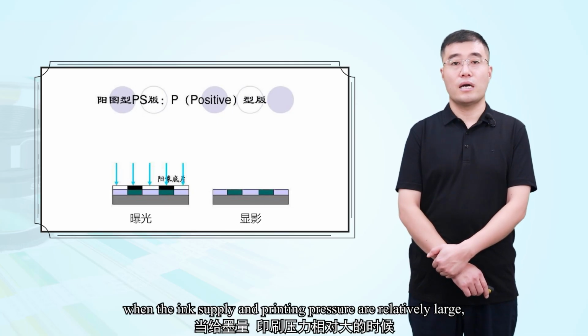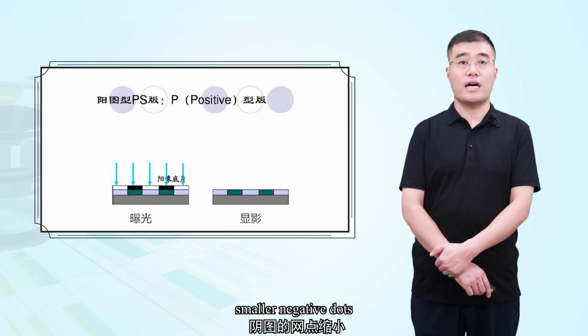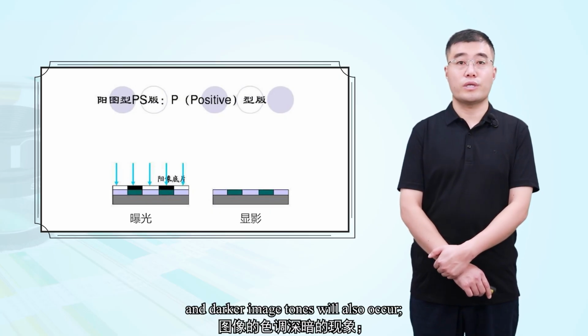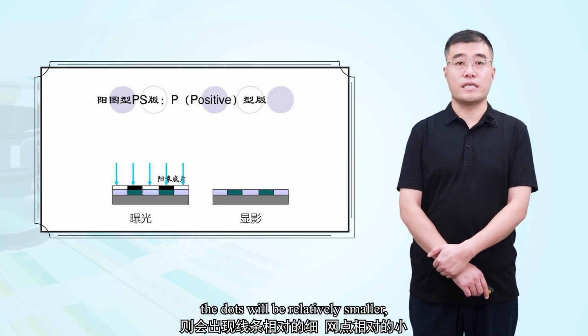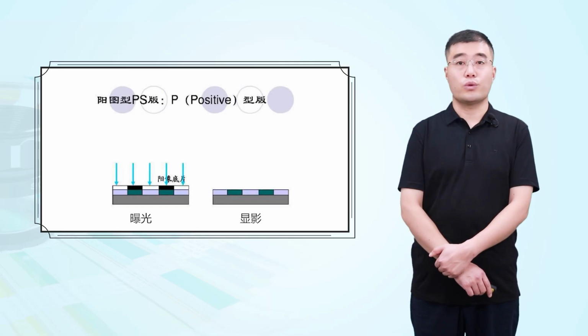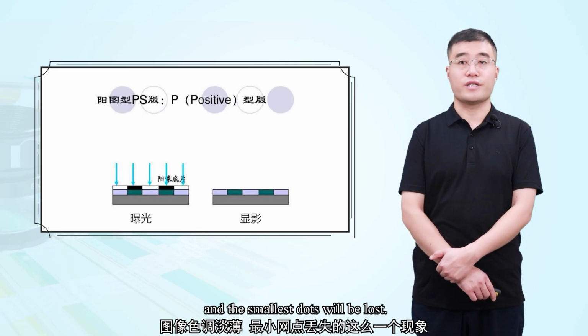When the ink supply and printing pressure are relatively large, the phenomena of thicker lines, larger dots, smaller negative dots, and darker image tones will also occur. On the contrary, the lines will be relatively thinner, the dots will be relatively smaller, the image tones will be lighter, and the smallest dots will be lost.